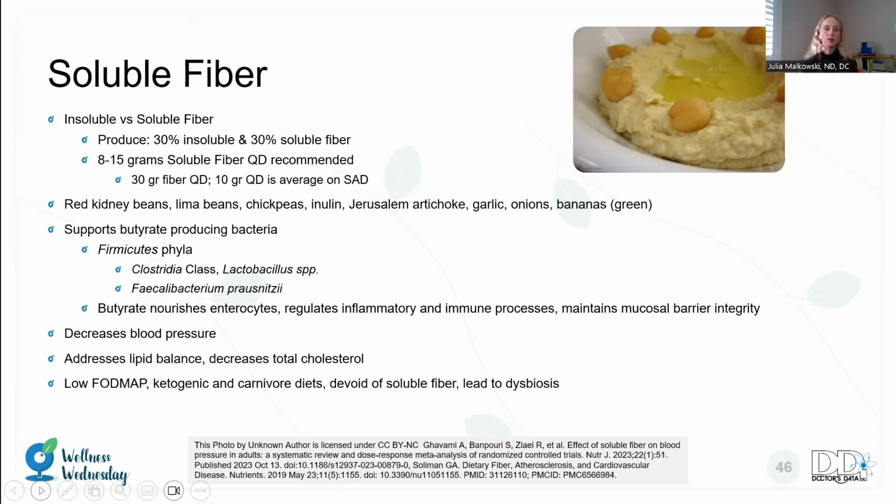These will help to support the butyrate-producing bacteria that we saw in many of those cases were too low. And we also know that these bacteria are too low associated with cardiovascular disease, such as Faecalibacterium prausnitzii. This also helps to support the immune processes and mucosal barrier integrity. Fiber itself has been associated with low blood pressure, lipid balance, and lowering total cholesterol. So we do see a connection there.